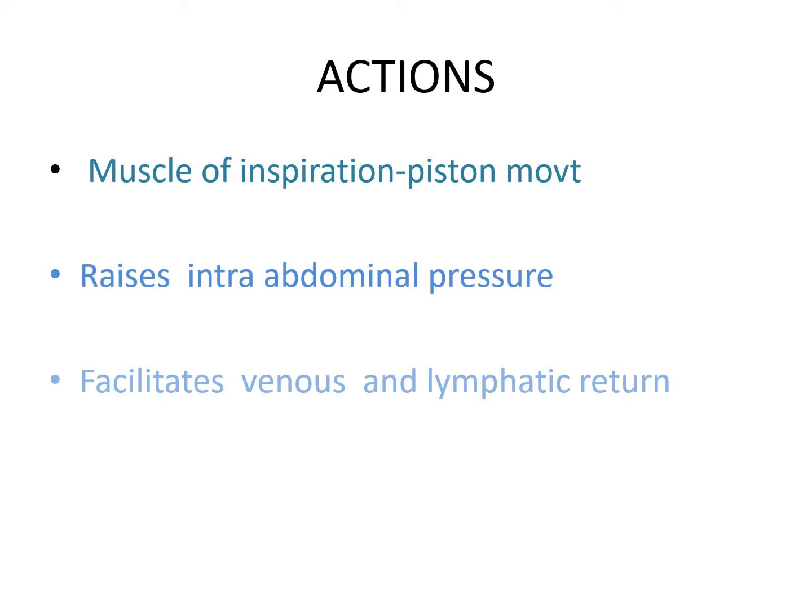Now coming to the actions, it is the main muscle of inspiration. So when the diaphragm contracts, the dome and the central tendon will descend, and this will increase the vertical diameter, and the central tendon becomes a fixed point around which it contracts. This will elevate the lower ribs as well as push forward the sternum and the upper ribs. Thus there is an increase in the transverse diameter and anteroposterior diameter.